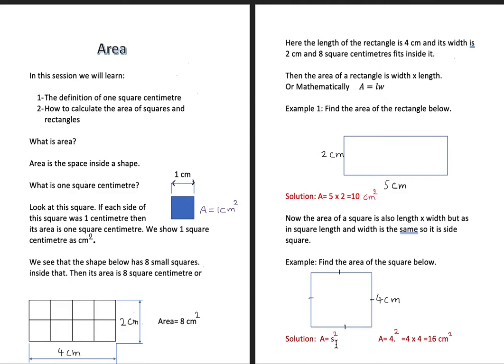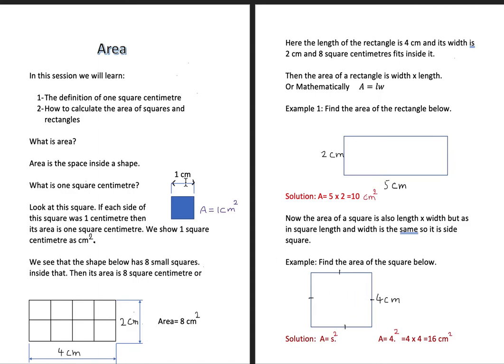Squared means times by itself. So for instance, if I have this and they want me to find the area of this square, all I need to do is square one side. So 4 squared, which means 4 times 4, and that is 16. So the area of this square will be 16 square centimeters.